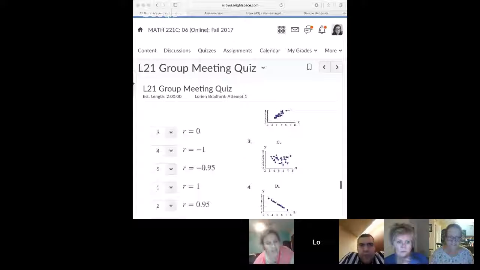So R equals 0 is 3. Does everybody have R equals 0 is 3? Yep, I do. R equals -1 is 4. Correct. R equals -0.6 is 6. Right. R equals 1 is 1. R equals -0.95 is 5. R equals 0.95 is 2. Right. Awesome. Correct.